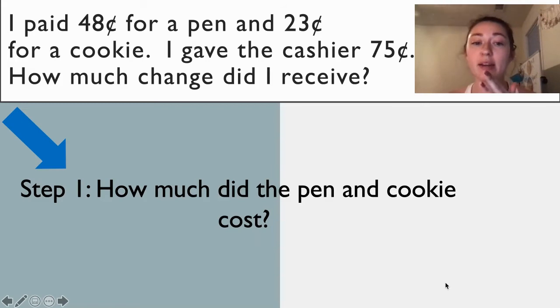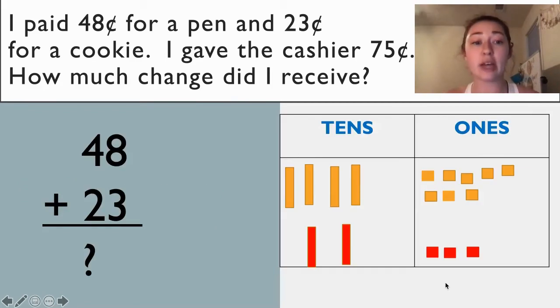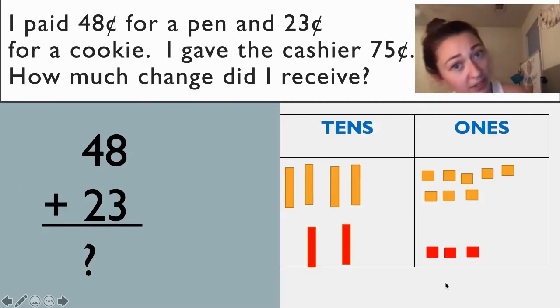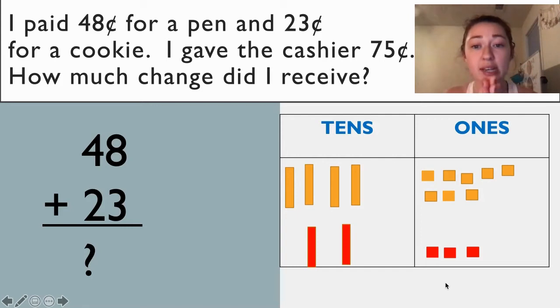Okay? So we're going to do 48 plus, I'm sorry, let's go back for a second. Step one is how much did the pen and cookie cost? Okay, because remember, we're talking about two-step word problems. So that's the first thing you have to do to figure out how much change you got. How much was the pen and the cookie? Okay, that's step one. So 48 plus 23 will give you how much they were together.